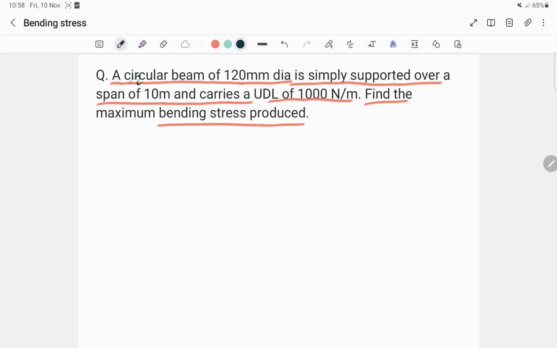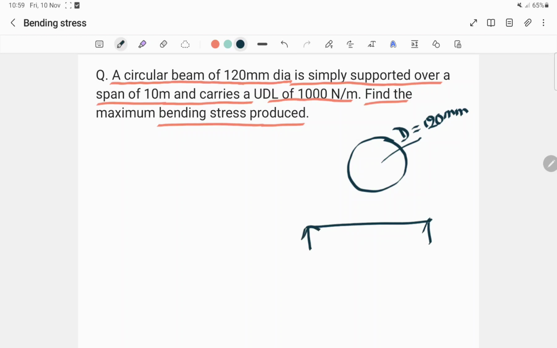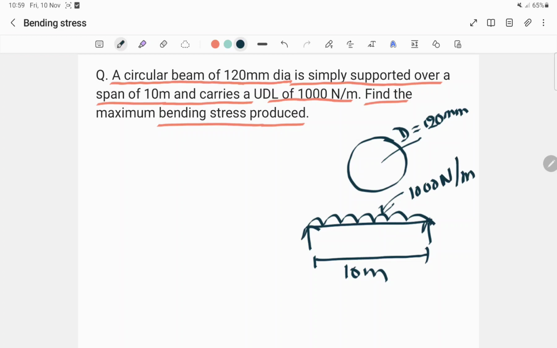So here a circular beam is given, so the cross sectional area of this beam will be like this, and here the diameter is 120 mm and it is simply supported over a span of 10 meter. It's given in the question, and it carries a UDL of 1000 Newton per meter. So what we need to do is find the bending stress.